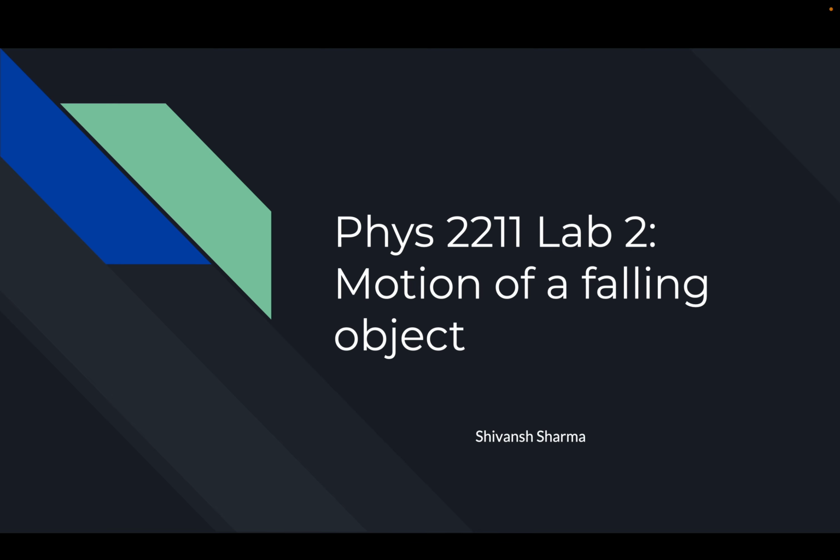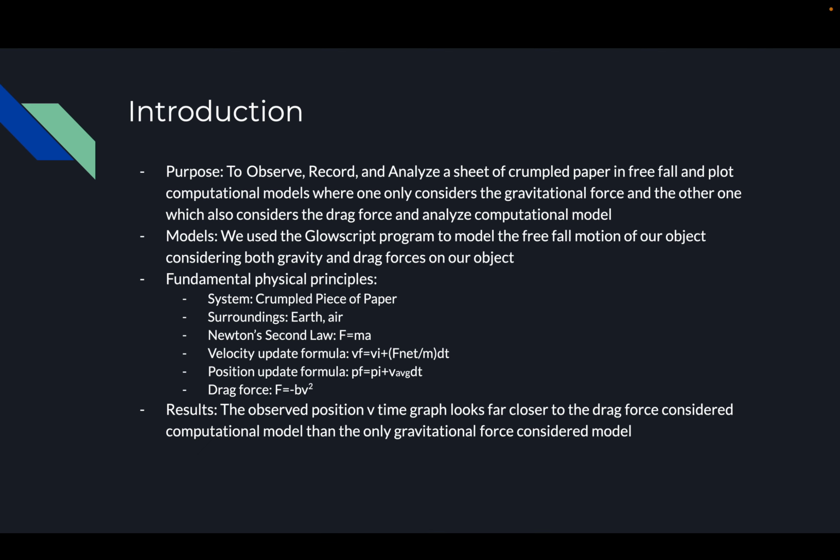Lab 2, Motion of a Falling Object. Introduction. Our purpose in this lab is to observe, record, and analyze a sheet of crumpled paper in freefall and plot two computational models, one which only considers the gravitational force on our paper, and one which considers both the gravitational force and the drag force on our paper, and create position versus time graphs to compare to our observed position versus time graph.